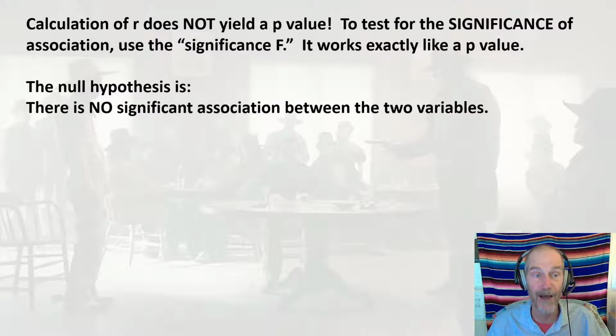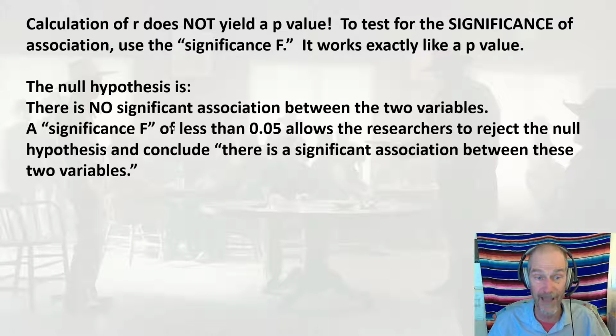In this case, the null hypothesis is, as usual, that there's no significant association between the two variables. A significance F, which is like a p-value, of less than 0.05 allows researchers to reject the null hypothesis and conclude there is a significant association between these two variables. I am repeating this phrase again and again in this lecture. I want that phrase to get into your long-term memory, so that you use this language properly in the future when you do these tests. Okay, so where are we?